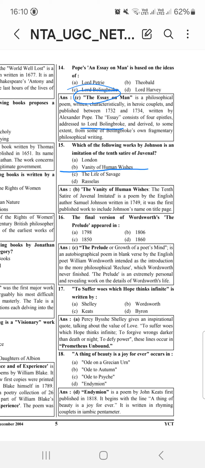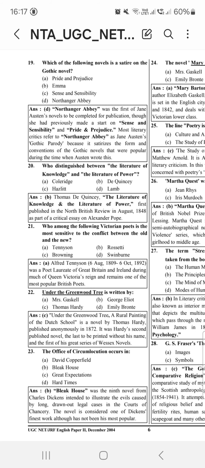Question 16. The final version of Wordsworth's The Prelude appears in 1850. To Suffer Woes Which Hope Thinks Infinite is written by P.B. Shelley. A Thing of Beauty is a Joy Forever occurs in Endymion. It begins with the line, A thing of beauty is a joy forever, and it is written in rhyming couplets in iambic pentameter.